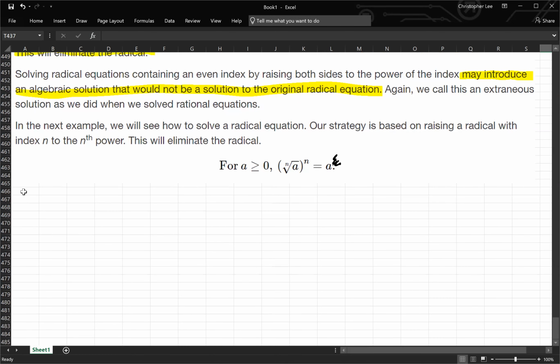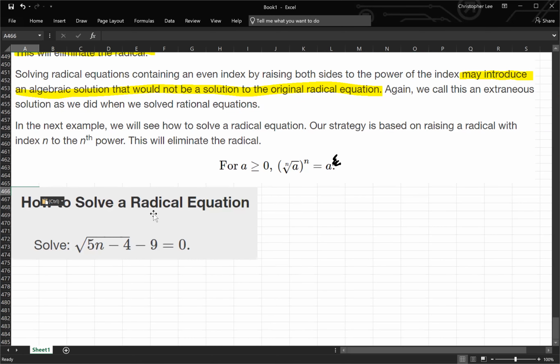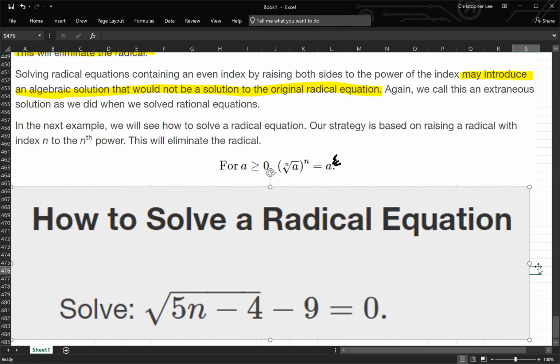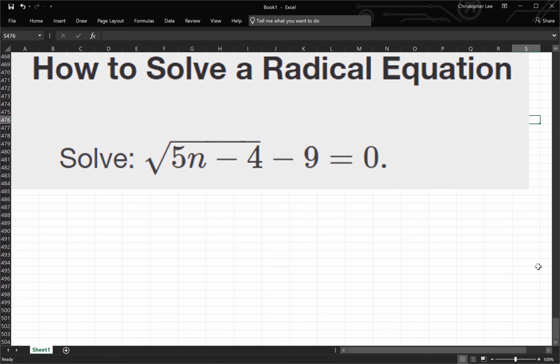So check this out. This is what I'm talking about. Let's say that I wanted to solve the square root of 5n minus 4, minus 9, is equal to 0. What I want to do is first isolate the radical. I want the radical by itself. Isolate the radical. So how do I do that? What's some ideas? I'm going to add what?